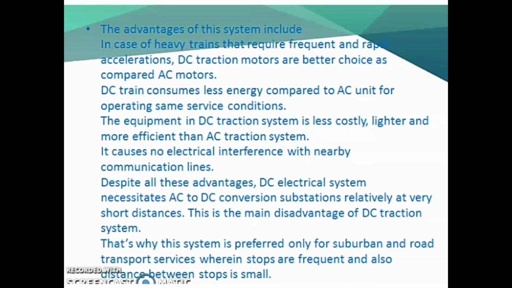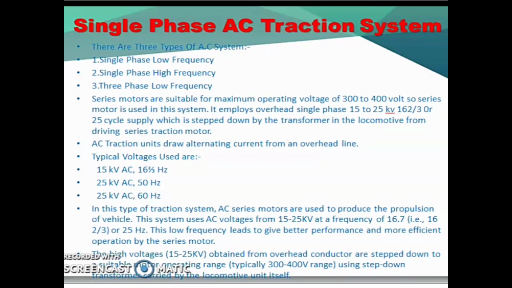Despite all these advantages, DC electrical system necessitates AC to DC conversion substations at relatively very short distances. This is the main disadvantage of DC traction system. That's why this system is preferred only for suburban and road transport services, wherein stops are frequent and also the distance between stops is small. So in the next lecture we will see the single phase AC traction system.